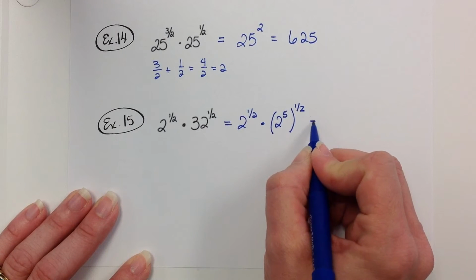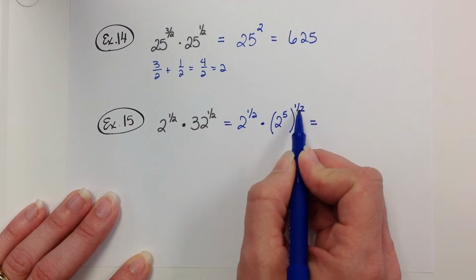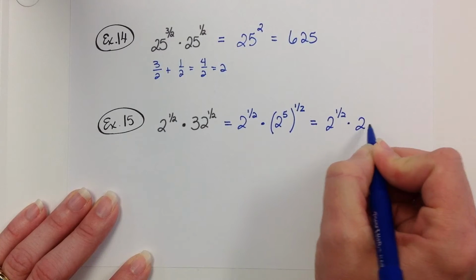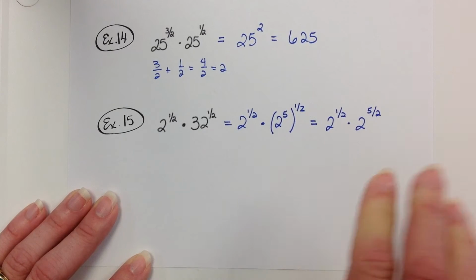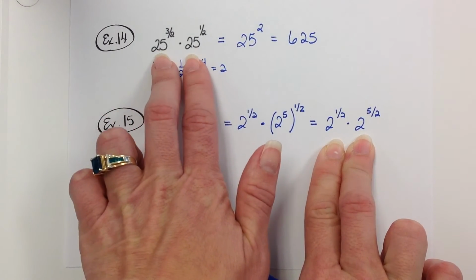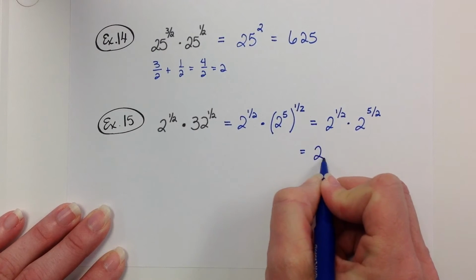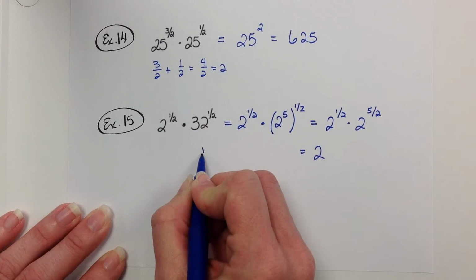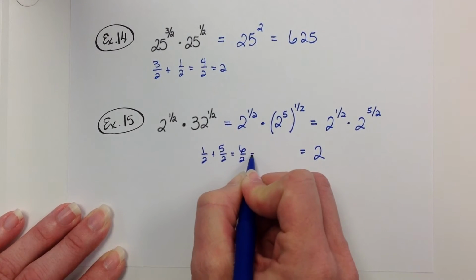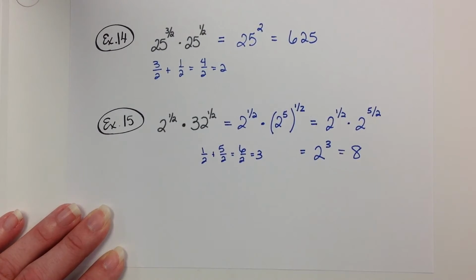Okay, next step is I have a power to a power right here, so my exponent rule tells me to multiply those. So I've got the 2 to the 1/2 times, and that would be 2 to the 5/2. Now I have this problem to where it's like this one right up here above where my bases are the same. So if my bases are the same, then that means that I can add my exponents. So 1/2 plus 5/2 is going to give me 6/2, which reduces to 3. So that means that I would have 2 to the 3rd power. My answer is 8.